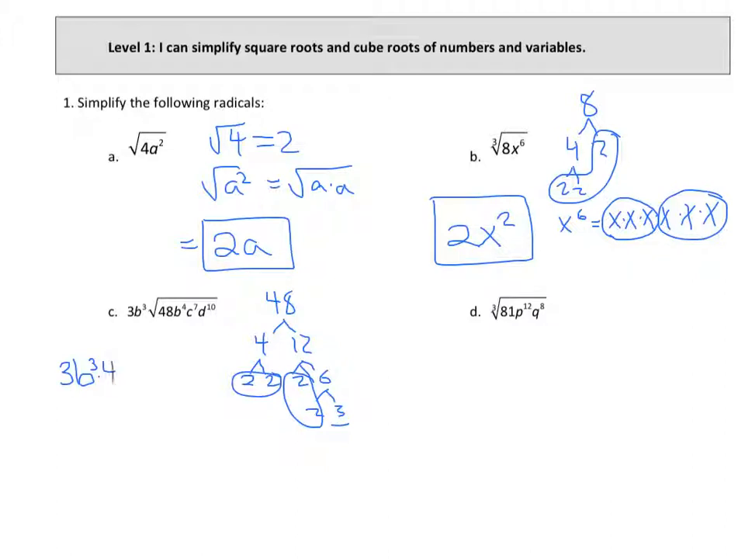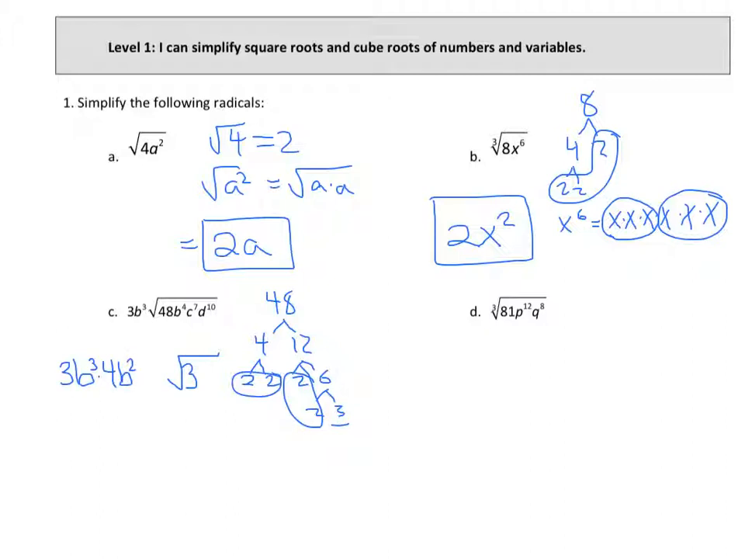I take out a 4. So it's going to be times 4. And then I'm going to leave some space for my variables. And then I put my square root, and I know that I have the 3 staying inside. Now I look at my b's. Inside we have b to the 4th. And there are 2 pairs of b's, or 2 groups of 2. So I put b squared outside.